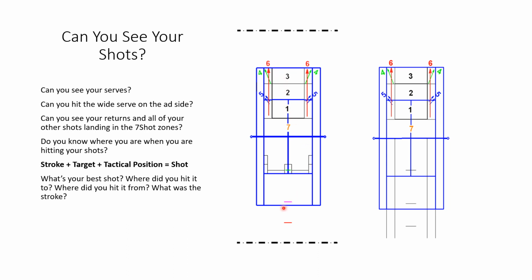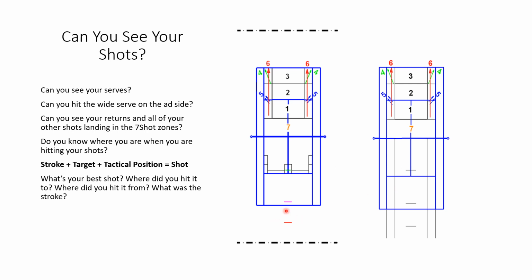Can you see your returns and all the other shots and where they're landing in the seven zones? Do you know where you are when you hit your shots? Are you deep, neutral, maneuvering, attacking, or concluding? Do you know when you're on the side of the court so that you'll know when you're neutral on the side or maneuvering on the side or attacking from the side?